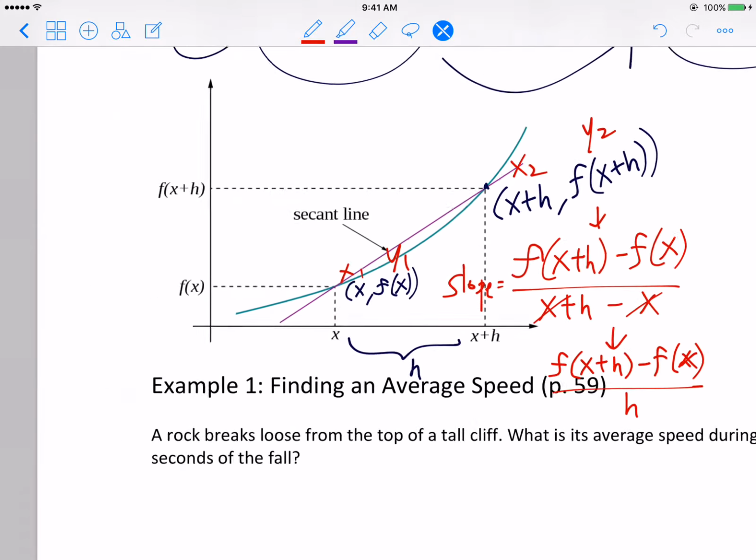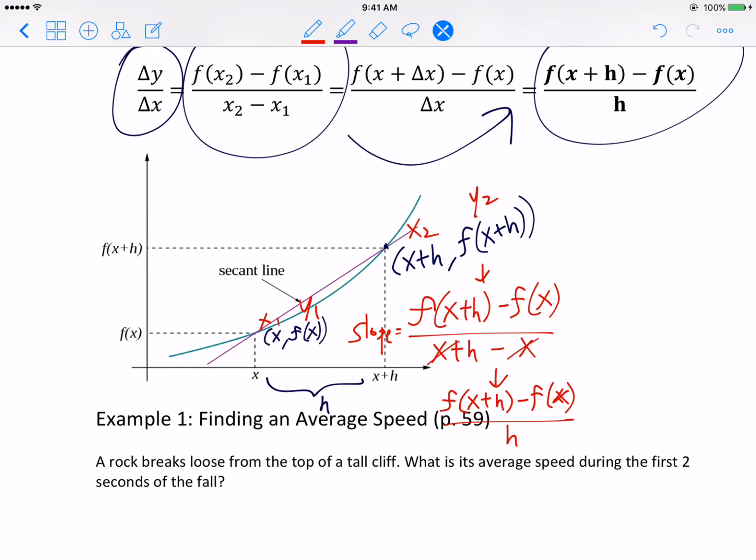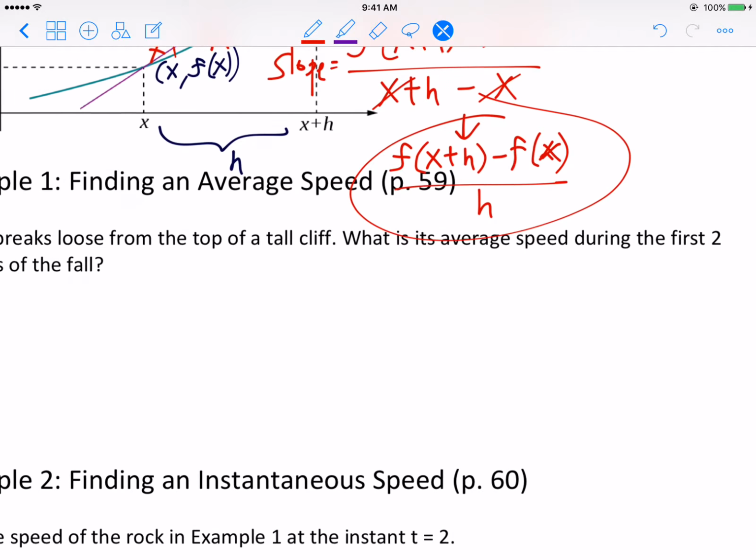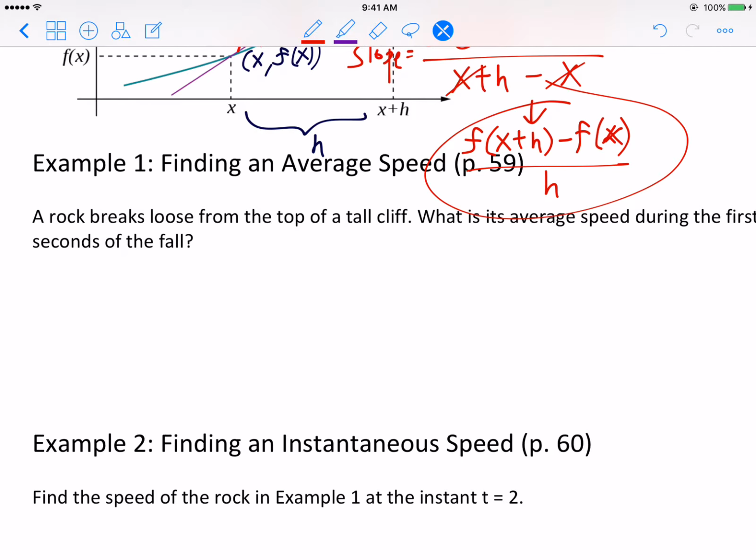So let's take this idea. You could use this new formula, or you could just use the old formula of the rate of change or the slope to answer question 1, example 1. You could also read this from page 59.